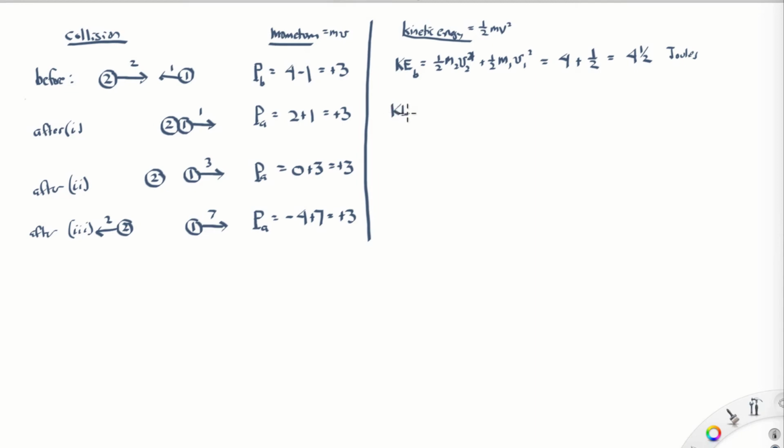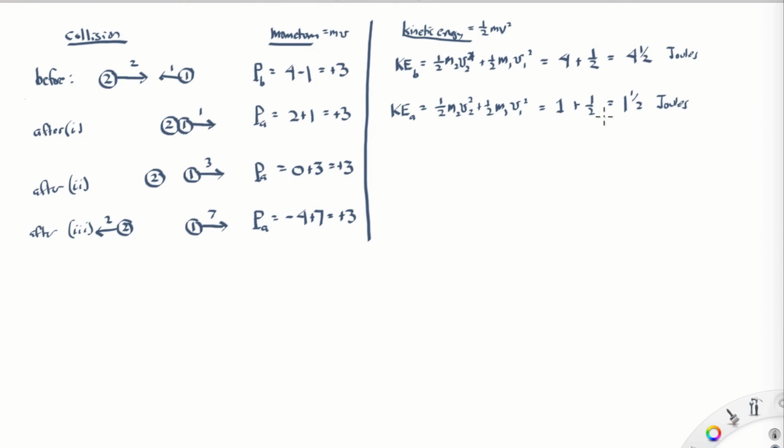Well, the kinetic energy after the collision, in case 1, once again, is 1/2 the mass of the second ball times its velocity squared, plus 1/2 the mass of the first ball times the velocity of the first ball squared. Both of them have a velocity of 1, so 1 squared times 2 is 2, divided by 2 is 1, plus 1 squared is 1 times 1 is 1, divided by 2 is 1/2. So we see that after the collision, there are only 1.5 joules of kinetic energy. What happened to the 3 joules of kinetic energy?